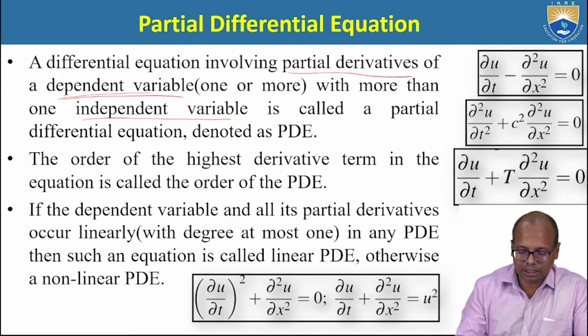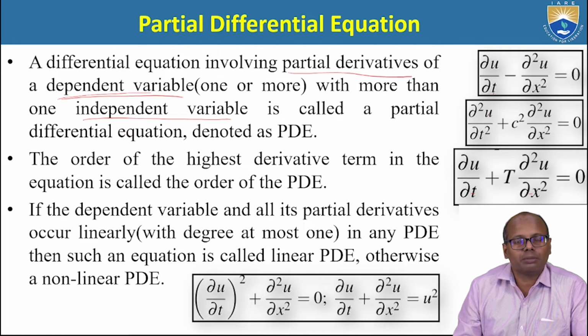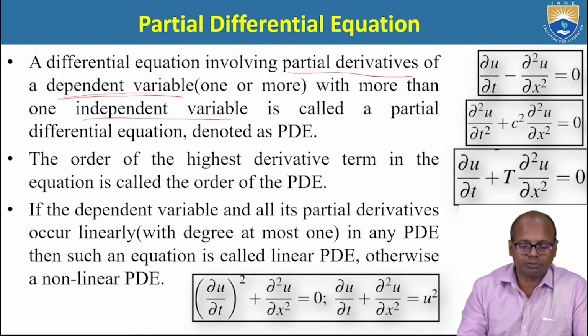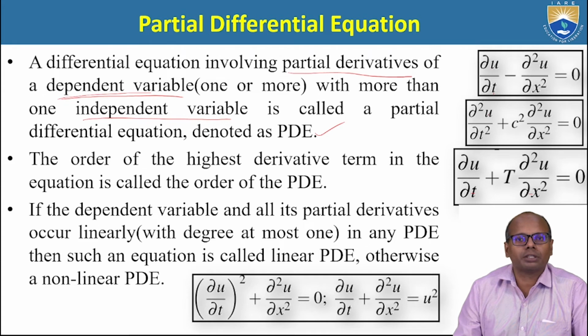So, as you can see here, there are two independent variables and one dependent variable, and here two independent variables and one dependent variable, here also two dependent variables and one independent variable, and in these two equations also the same case. So, there can be more than one dependent variable and there can be more than one independent variable in the partial differential equations.